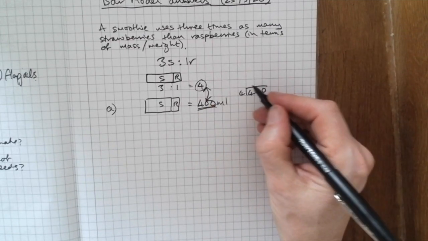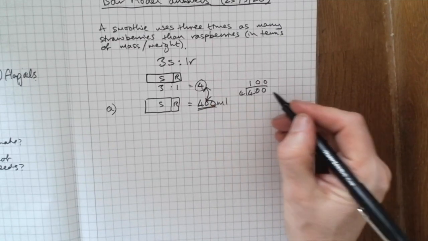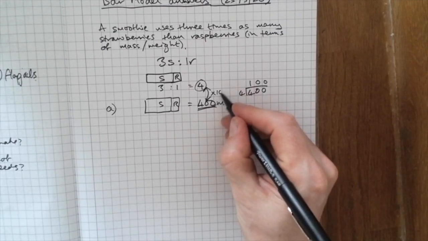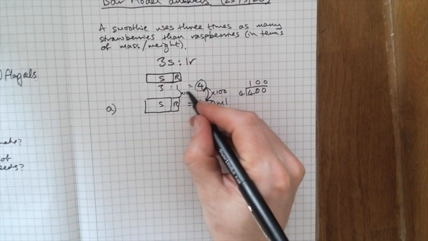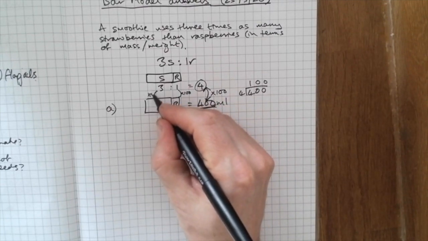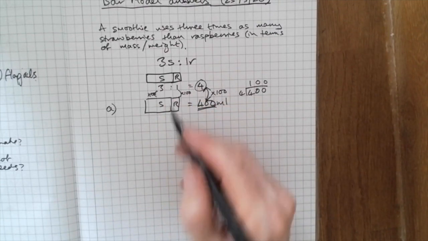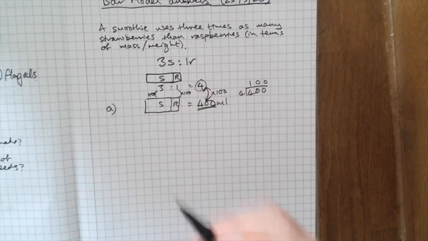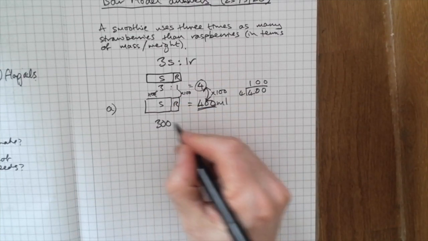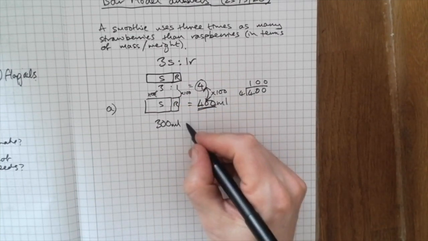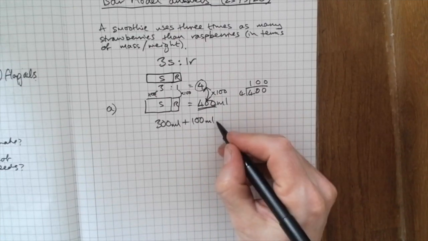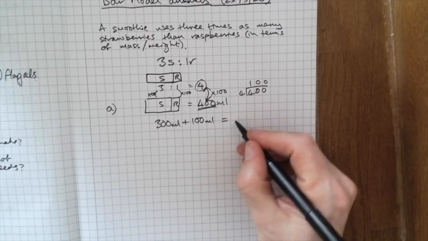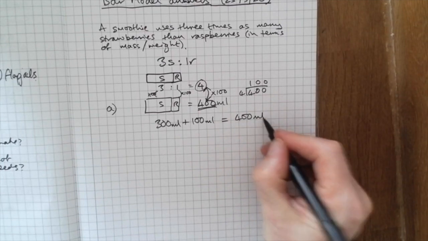400 divided by 4 is going to be 100. So what I really want to do is times each of these by 100 and I will get my answer. So in terms of the strawberries, there will be 300 millilitres of strawberry and there will be 100 millilitres of raspberry, which will equal the 400 millilitres.